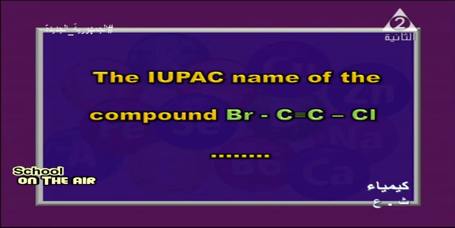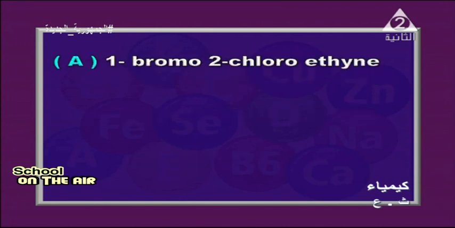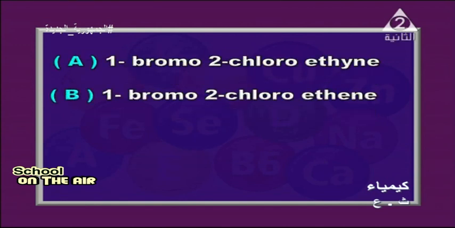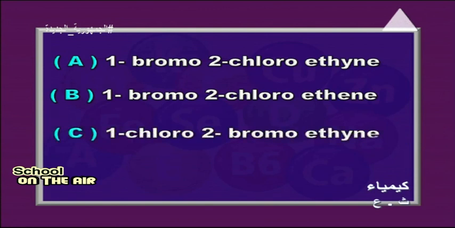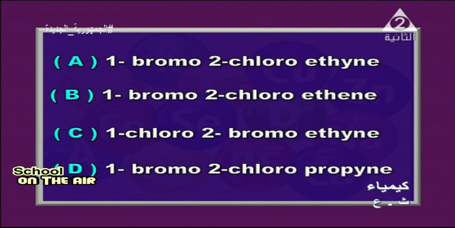Next question, the IUPAC name for the compound Br, C triple bond C, Cl, is it 1-bromo 2-chloroethene, 1-chloro 2-bromoethane, or 1-bromo 2-chloropropane? If you are going to write the correct name for this compound, it will be 1-bromo 2-chloroethane as the IUPAC name. The alphabetic order is considered in this naming.